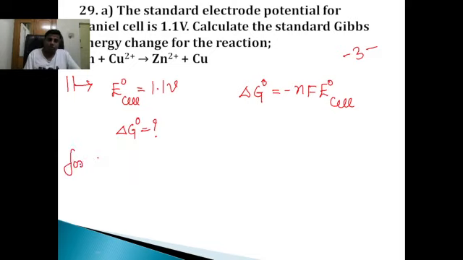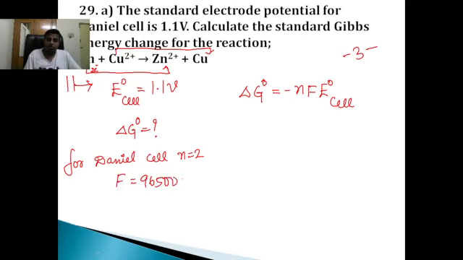Please do remember, for Daniell cell, n is always equal to 2, because zinc will liberate 2 electrons, copper will take 2 electrons. Zinc loses 2 electrons and gets oxidized to zinc 2 plus. Copper will accept 2 electrons and gets reduced to Cu. So the number of electrons changed is 2 in Daniell cell. Faraday is a constant, you know this better, 96,500 coulomb.